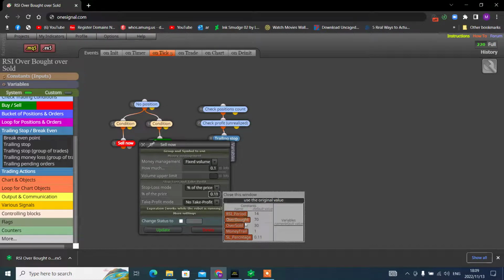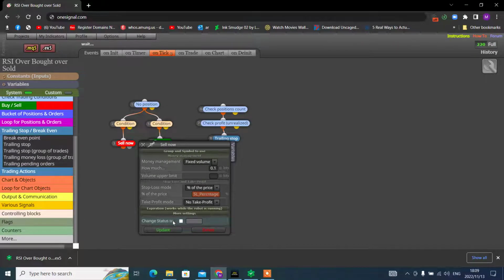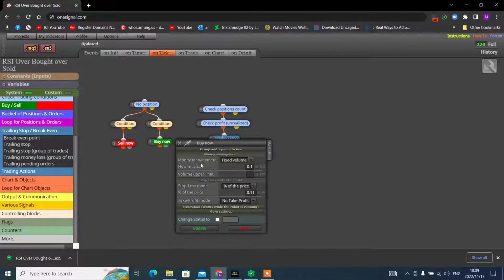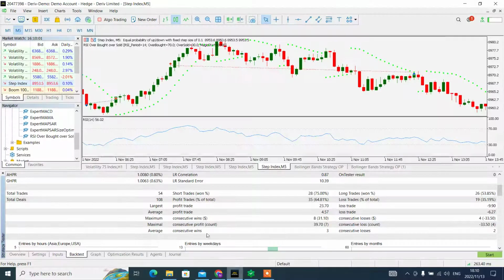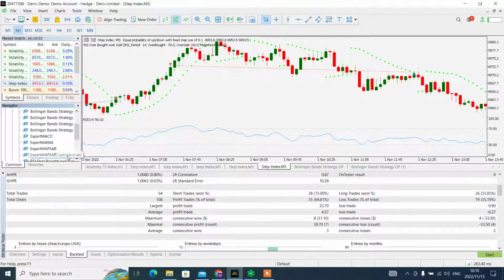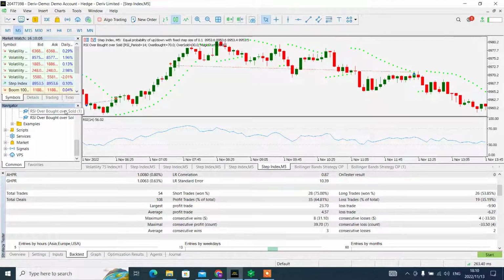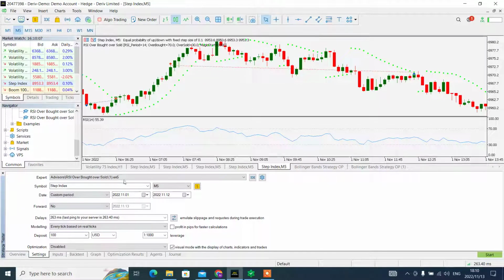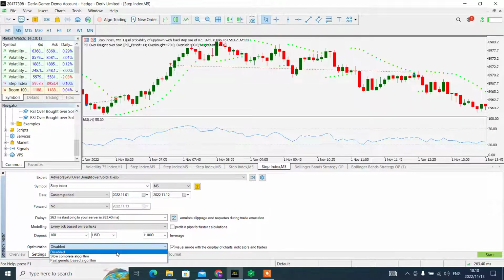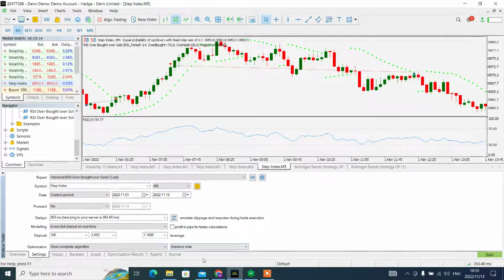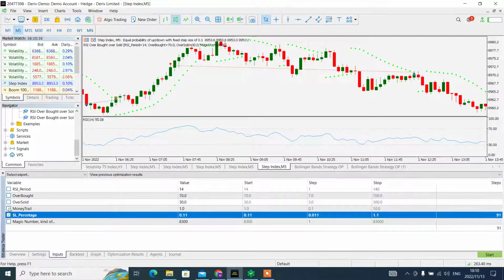Let's update the SL percentage here before we download our robot. Then we download our robot, come to this side and refresh so that we have the latest. There we are, we have the latest. Now we want to optimize for the maximum balance possible.